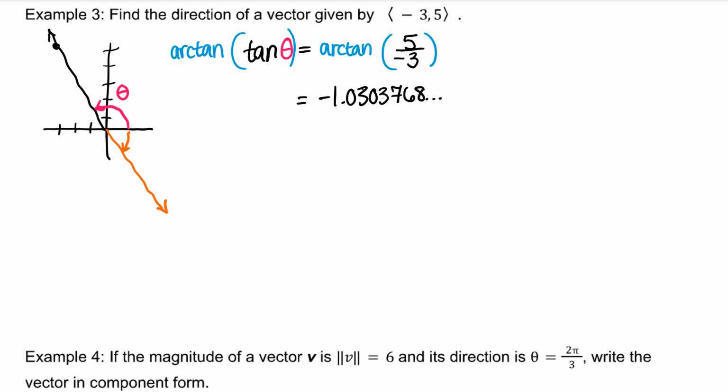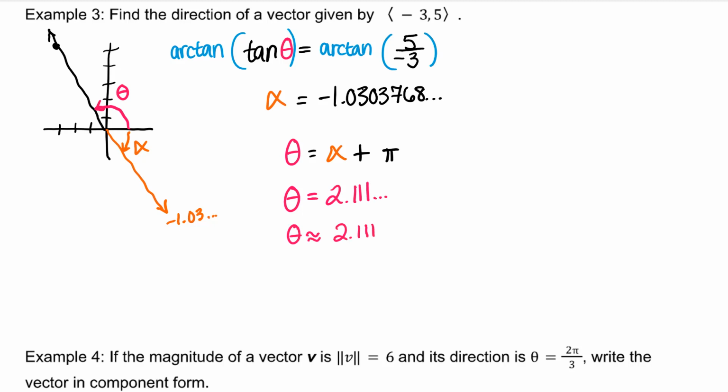Let's call this angle alpha. So alpha is equal to negative 1.03, etc. But how would we find theta? Theta is equal to alpha plus pi. We need to add pi radians in the counterclockwise direction in order to get the value of theta. Once we do that, we get 2.111215827, etc. That rounds or truncates to 2.111.